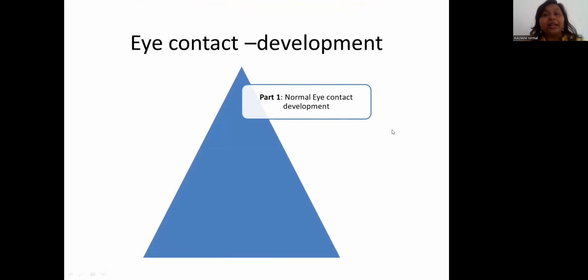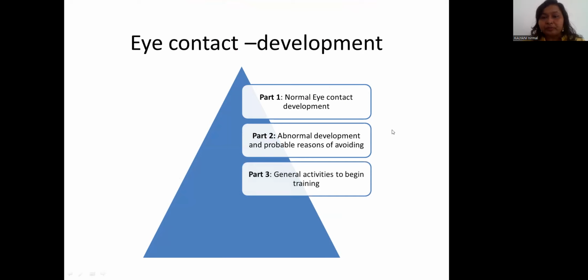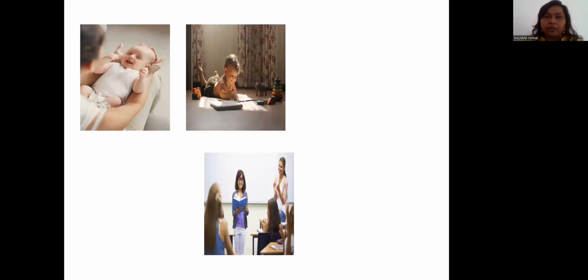In the first part, I'll show you how normal eye contact development happens. Then I'll show what the abnormal development is and the probable reasons for avoiding eye contact. Then I'll show you one slide on how general activities can help you begin the training. And question and answers will be done through the comment section.